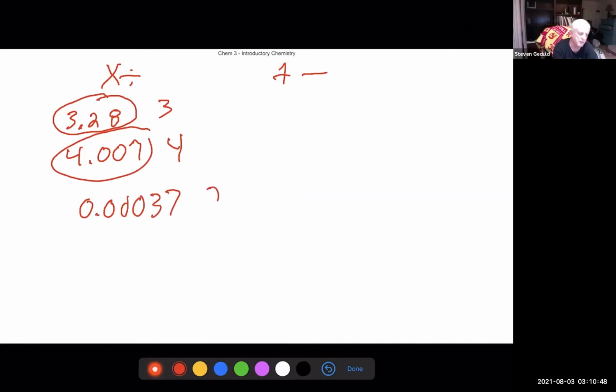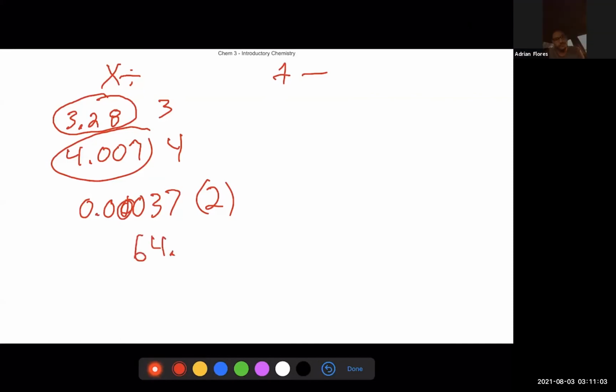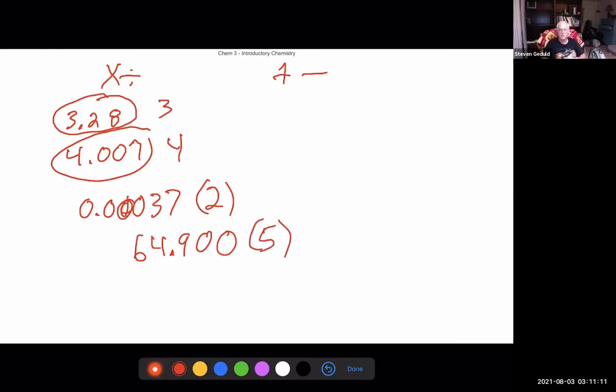This number here has 2 significant digits, the 3 and the 7. That's a 0. Leading zeros are not significant. Trailing zeros are not significant unless they're after a decimal point. So if you've got 64.900, that has 5 significant digits, because the zeros don't change the number. They don't change the value. The only reason they're there is because we know they're significant. We've measured to that point. So it's 64.900. Zeros are significant after a decimal point.